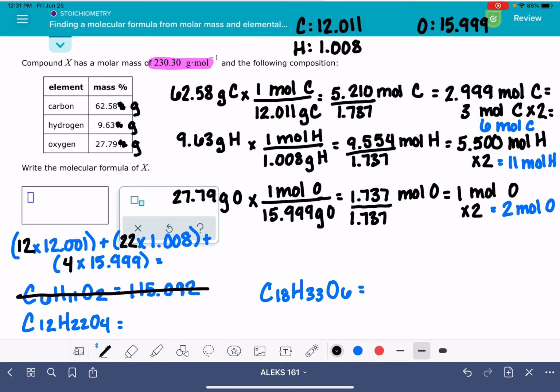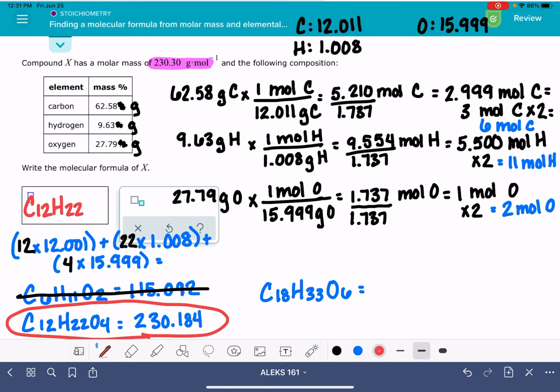12 times 12.001 plus 22 times 1.008 plus 4 times 15.999. And on my calculator, I get 230.184. That's not exactly the same as this, but that is close enough. The difference has to do with the atomic masses that came off of my periodic table versus what came off of ALEKS's periodic table. Because this matches up, that tells me that this is my molecular formula.